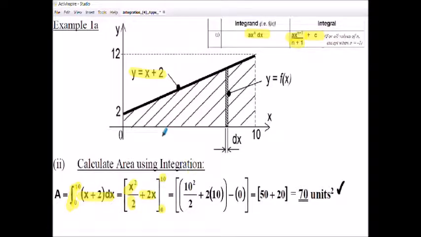All I do now is put the upper limit into the solution, so x squared upon 2 becomes 10 squared upon 2, and the 2 times x becomes 2 times 10. I then put my lower limit in. In this case the lower limit is 0, and all the terms in this case can go to 0. That's not always the situation, but it is in this case. Then doing the arithmetic on this, I end up with 50 plus 20 for my first bracket, so again I can show the area under the curve from integration is 70 units squared.